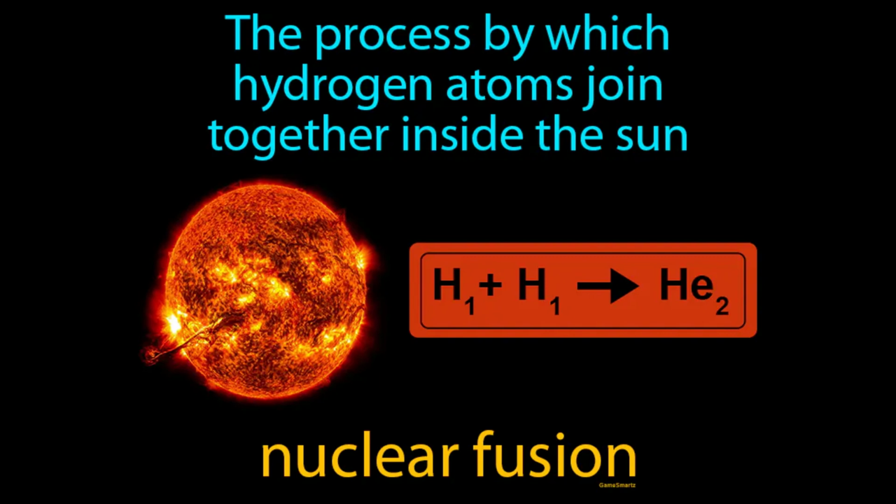The process by which hydrogen atoms join together to form helium inside the sun. Nuclear fusion in the sun is when hydrogen atoms combine to create helium, releasing energy that powers the sun.